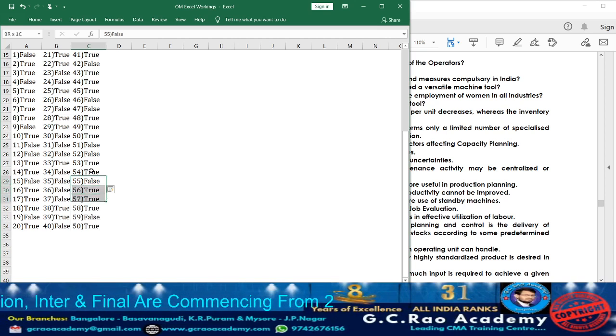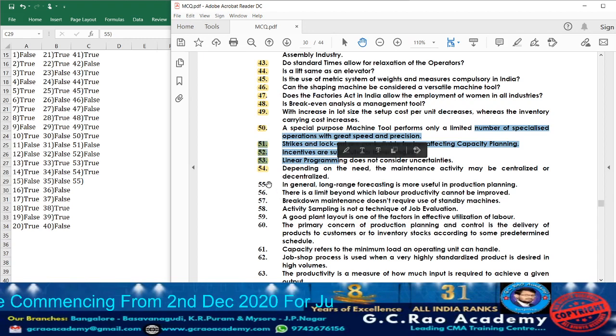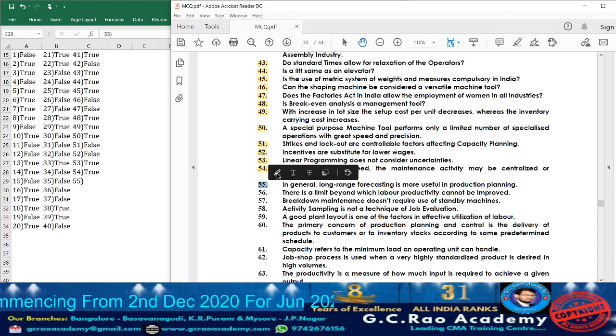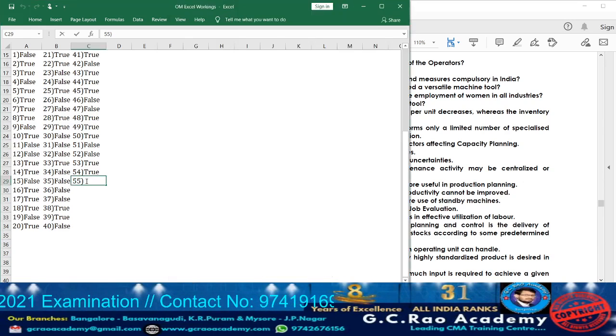Now moving on to statement 55. What they are telling, in general, long range forecasting is more useful in production planning. False. Usually in production planning, which range forecasting is useful? Short range forecasting is useful. So statement 55 is false.